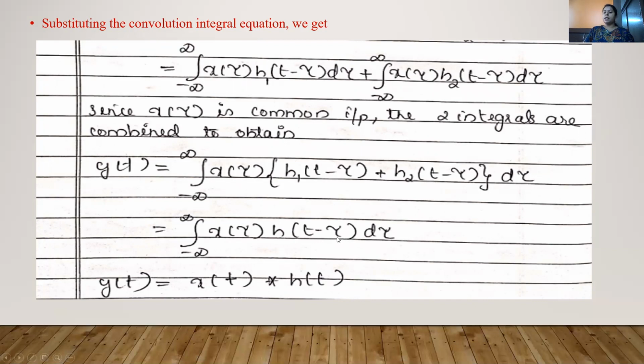I'm writing it as t minus tau because here it is h1 of t minus tau, and here it is h2 of t minus tau. That is, it's a time shifted version. Even if I am adding both these signals, I will get a time shifted version of the signal only. So I am writing it as h of t minus tau. What is this equation? This is our usual convolution integral equation. So once again, I can write y of t is equal to x of t convolution h of t. What this h of t is, it is the sum of h1, the impulse response of the first system, plus the impulse response of the second system, h2.